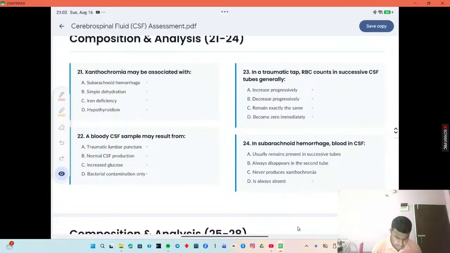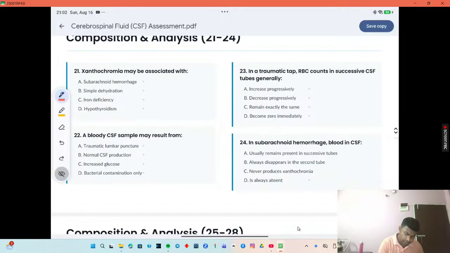Xanthochromia may be associated with. So, what is the main cause of xanthochromia? Xanthochromia may be caused due to subarachnoid hemorrhage. Is it clear?